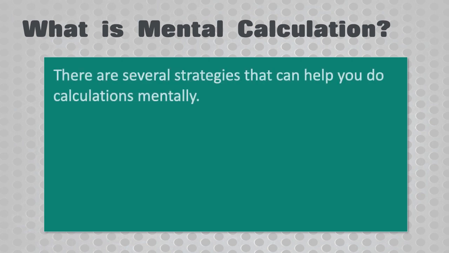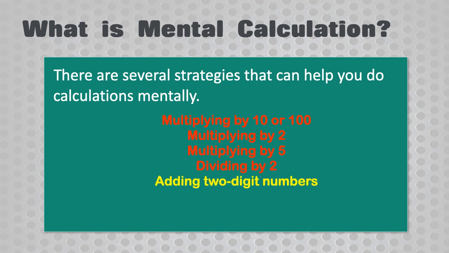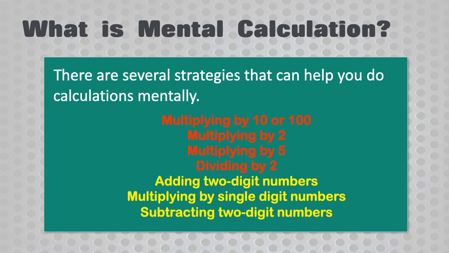There are several strategies that can help you do mental calculations. Today, we will focus on 4 strategies. The strategy when multiplying by 10 or 100, when multiplying by 2, when multiplying by 5, when dividing by 2. In our next video, we'll talk about the strategies for adding 2-digit numbers, multiplying by single-digit numbers, and subtracting 2-digit numbers.